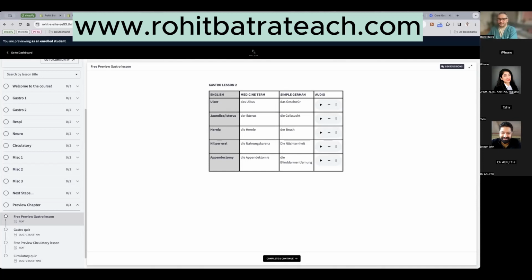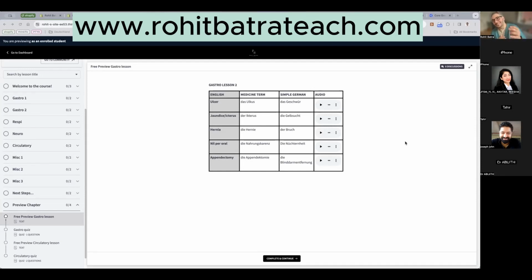So finally, we are going to come to a very interesting part that I really enjoy. And that is, as this vocabulary is presented, right next to that is the audio button. The audio button would tell you exactly what that medicine term, das Ulcus, sounds like in native German.